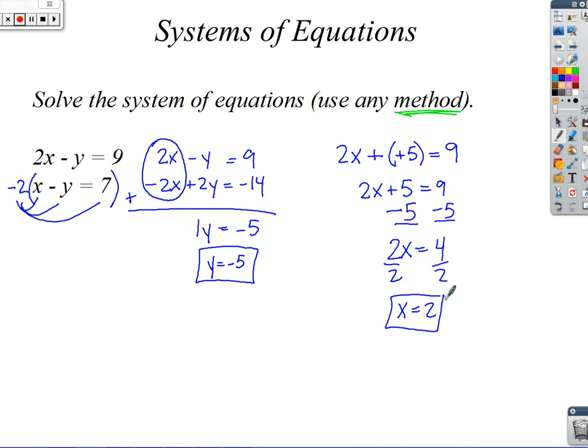Am I finished yet? No. The best way to represent this answer is as an ordered pair, because that ordered pair represents where those two lines intersect.